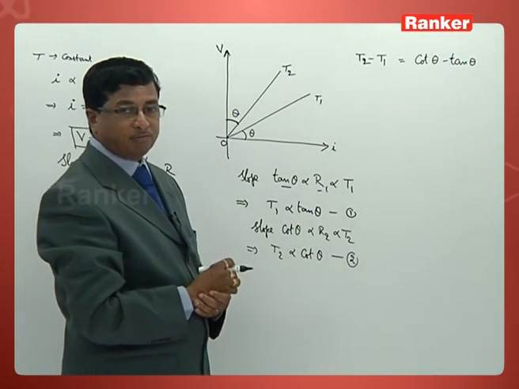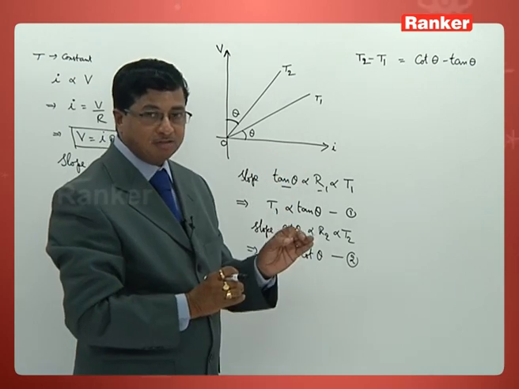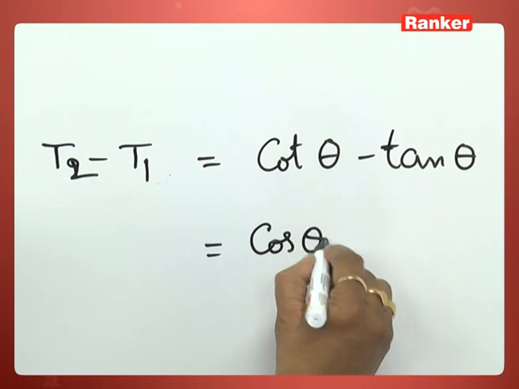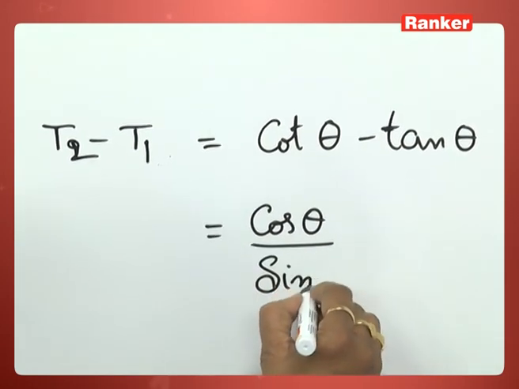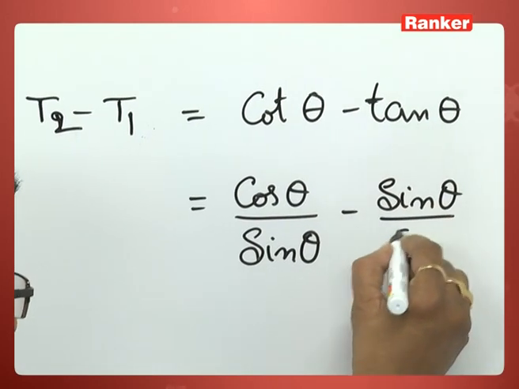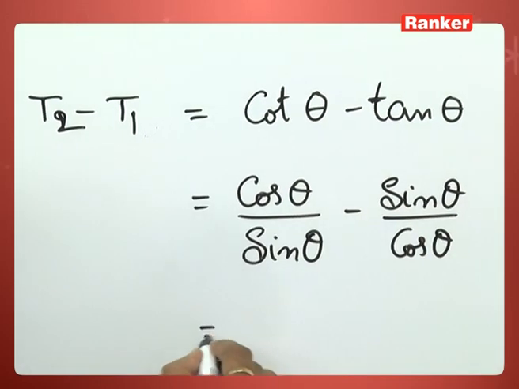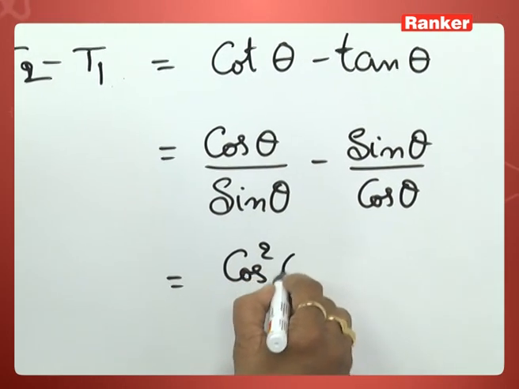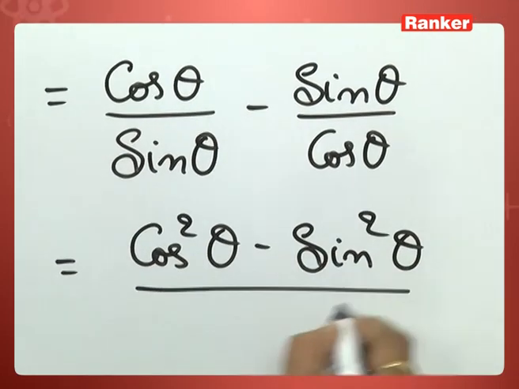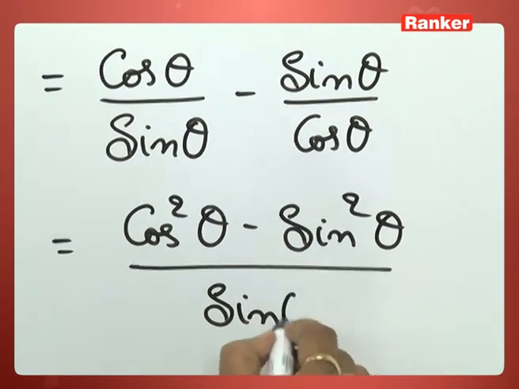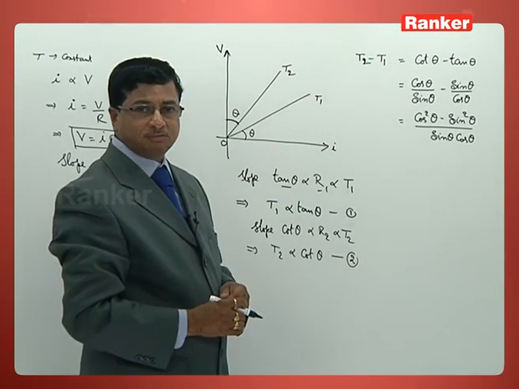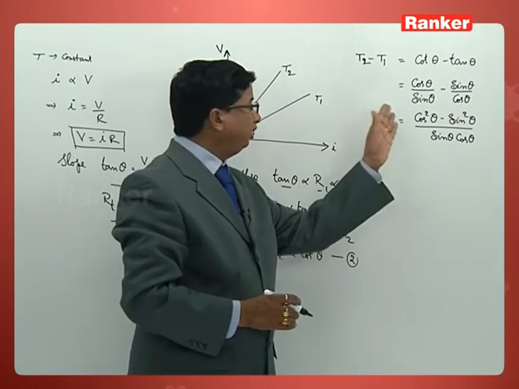Observe this point carefully. Cot theta minus tan theta. What is cot theta officially? Cos theta by sin theta minus sin theta by cos theta, which of course you can write as cos square theta minus sin square theta by sin theta cos theta. See, simple mathematics. No physics is involved anywhere in this.